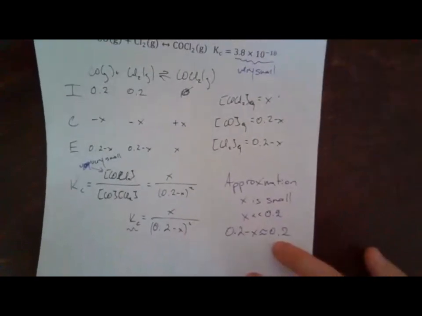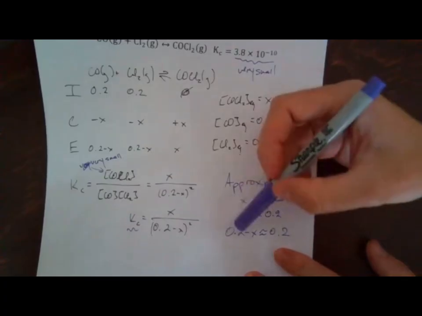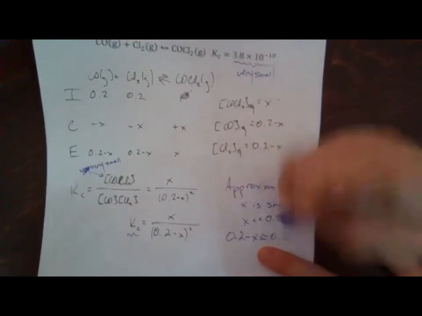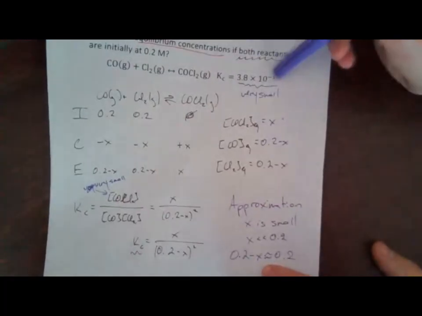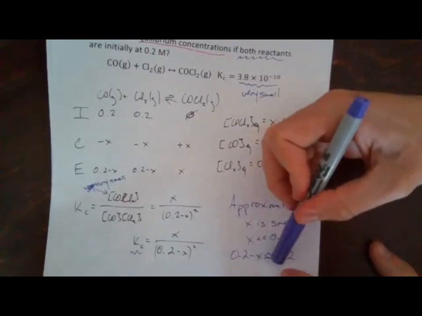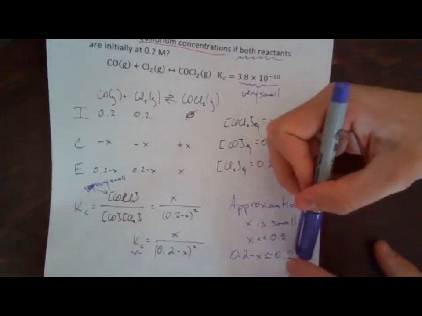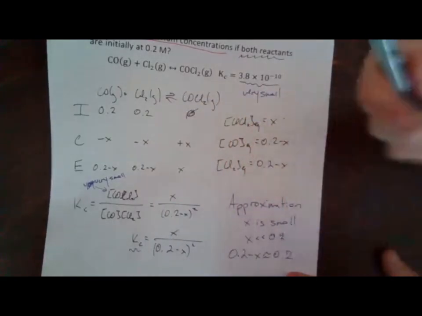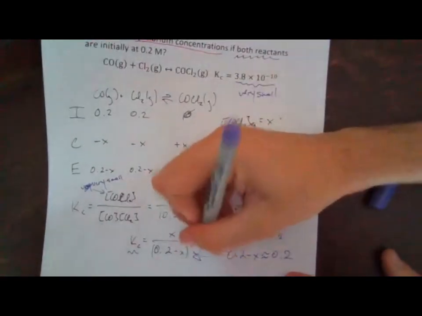If you think about it, if you have, say, $1 billion and you give away 1 cent, you still basically have $1 billion, because $1 billion is a lot bigger than a cent. So if I'm doing 0.2 minus x, because x is really small, which I can tell because of the very small value for the equilibrium constant, 0.2 minus x is just basically 0.2. So I can make the approximation here that 0.2 minus x is 0.2, and I can substitute it in right there.